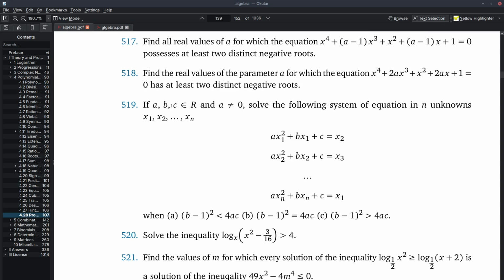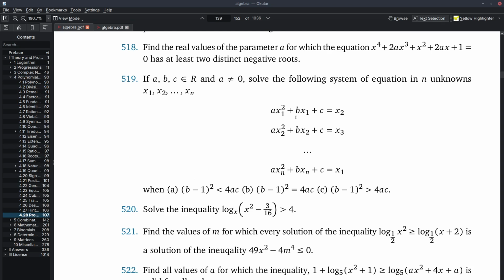Now we have a, b, c in the set of real numbers, a is not equal to 0. We have to solve the following system of equations in x. What is given is a x1 squared plus b x1 plus c is equal to x2, a x2 squared plus b x2 plus c is equal to x3, then a x3 squared plus b x3 plus c is equal to x4, and so on up to a xn squared plus b xn plus c is equal to x1, where b minus 1 whole squared is less than 4ac, equal to 4ac, or greater than 4ac. So three conditions.